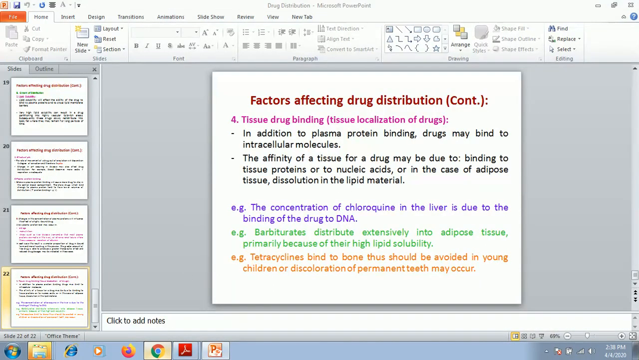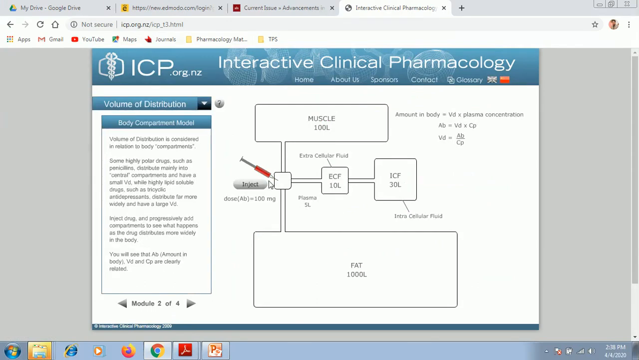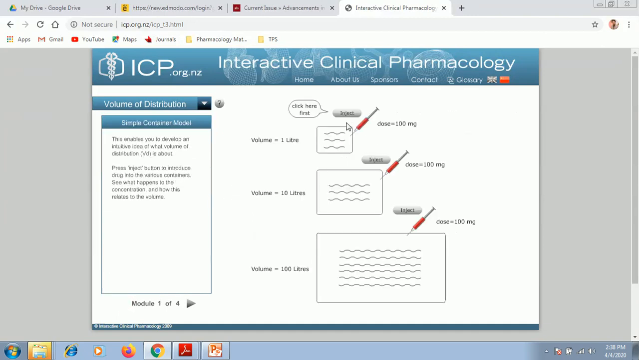Here is a demonstration for the VD. First we start off with this. The dose is 100 mg. If this 100 mg is distributed in 1 liter, you see the color. If the same dose is distributed in 10 liters, you see it is more diluted. If the same 100 mg is distributed in 100 liters, it is even more uniformly distributed, as you can see from the color.